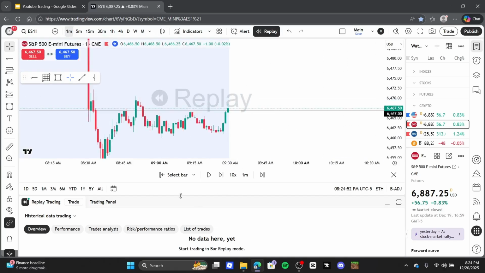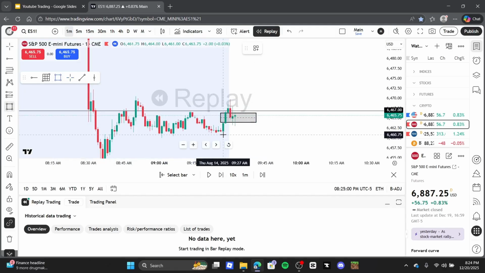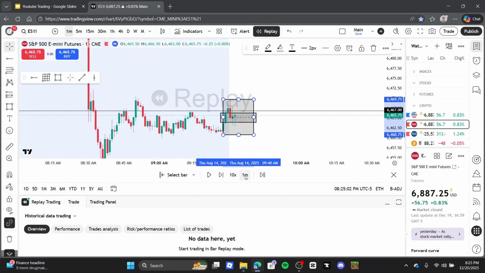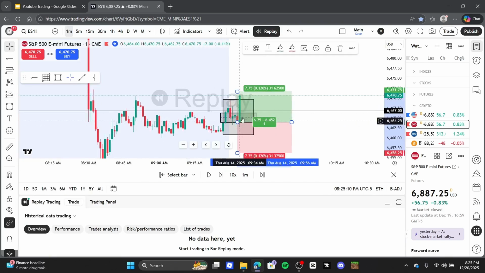As you can see, our fair value gap is right there. Mark it out. The market starts to go down as well, so we can also mark out equilibrium. As you can see, it actually goes deep into our equilibrium and fair value gap. So we can enter our long position here, somewhere around there.